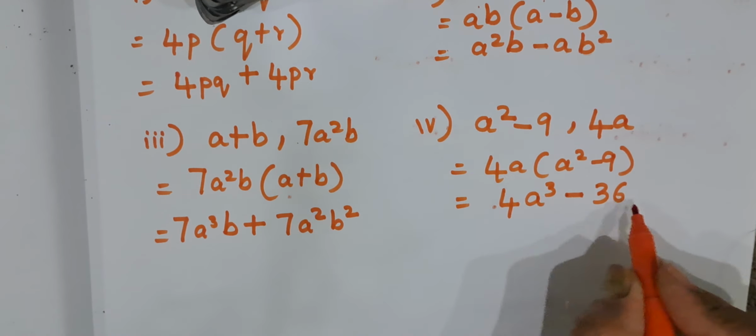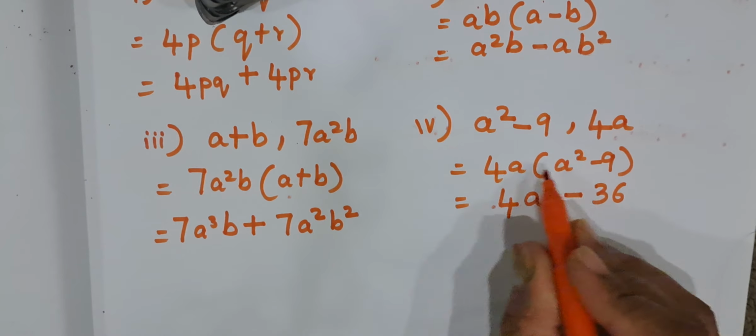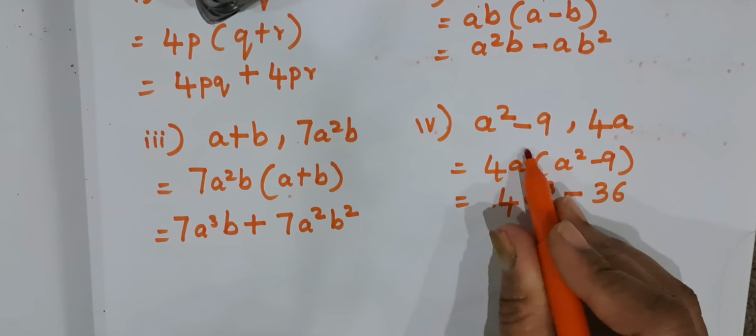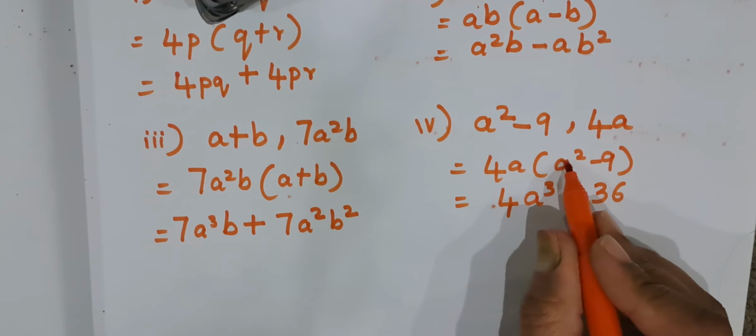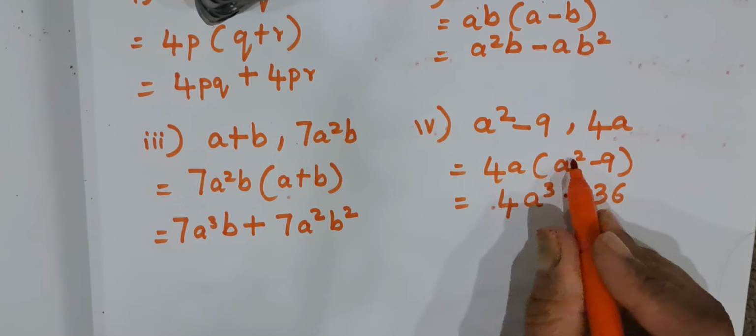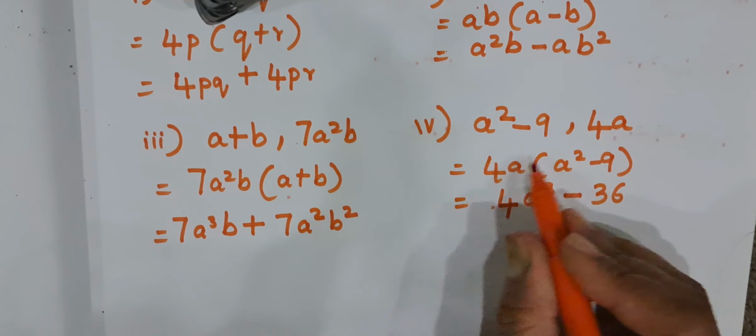4a cube minus 36. 4a is multiplied with a square. 4 remains as it is. A into a square becomes a cube. The powers are getting added. A to the power 1, a square means a to the power 2, and the base is same. When the base is same, the powers get added during multiplication.